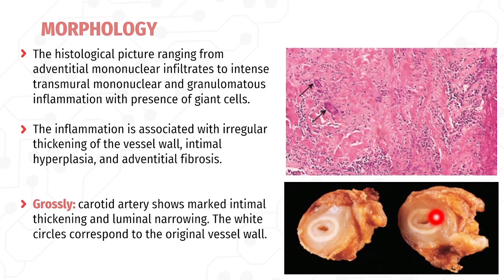This picture demonstrates a cross-section from the right carotid artery. It shows marked intimal thickening and luminal narrowing. The white circles correspond to the original vessel wall.